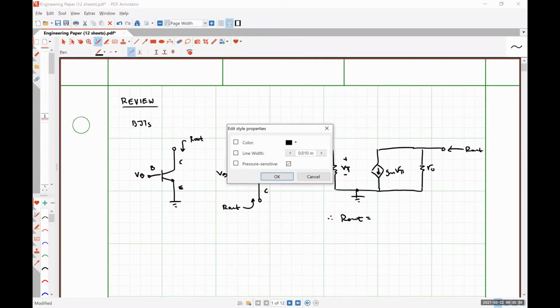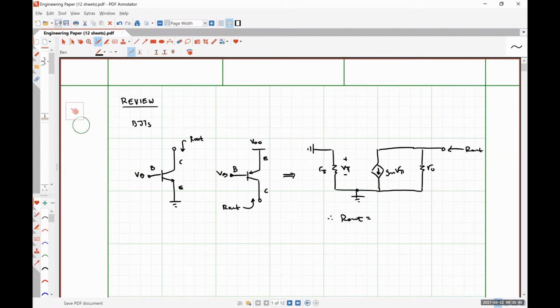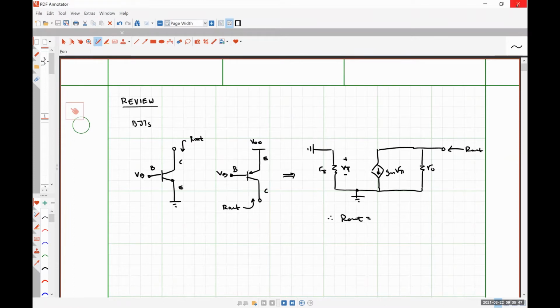Give me just a second. I need to save this. Close this and reopen it so I don't get that silly error over and over again.